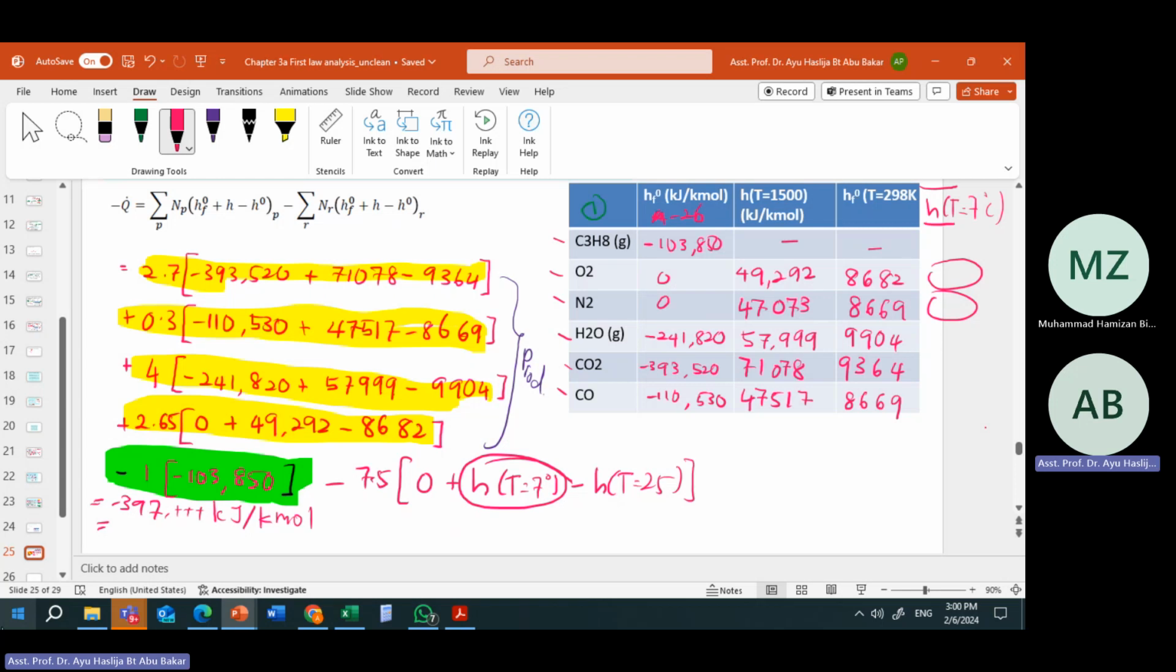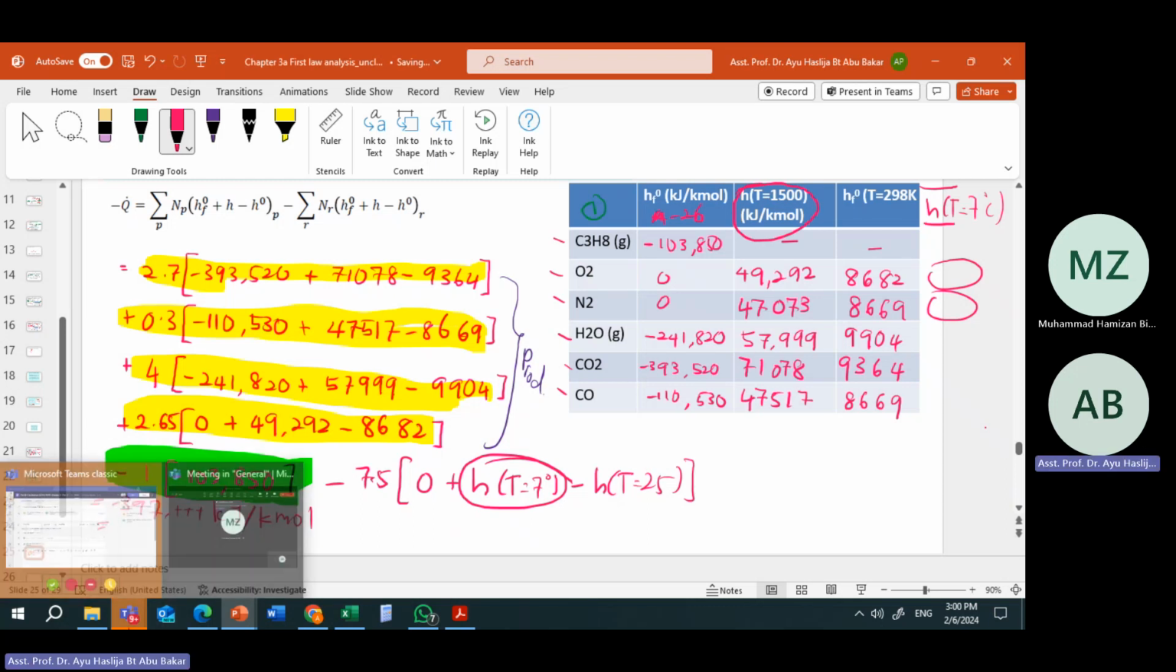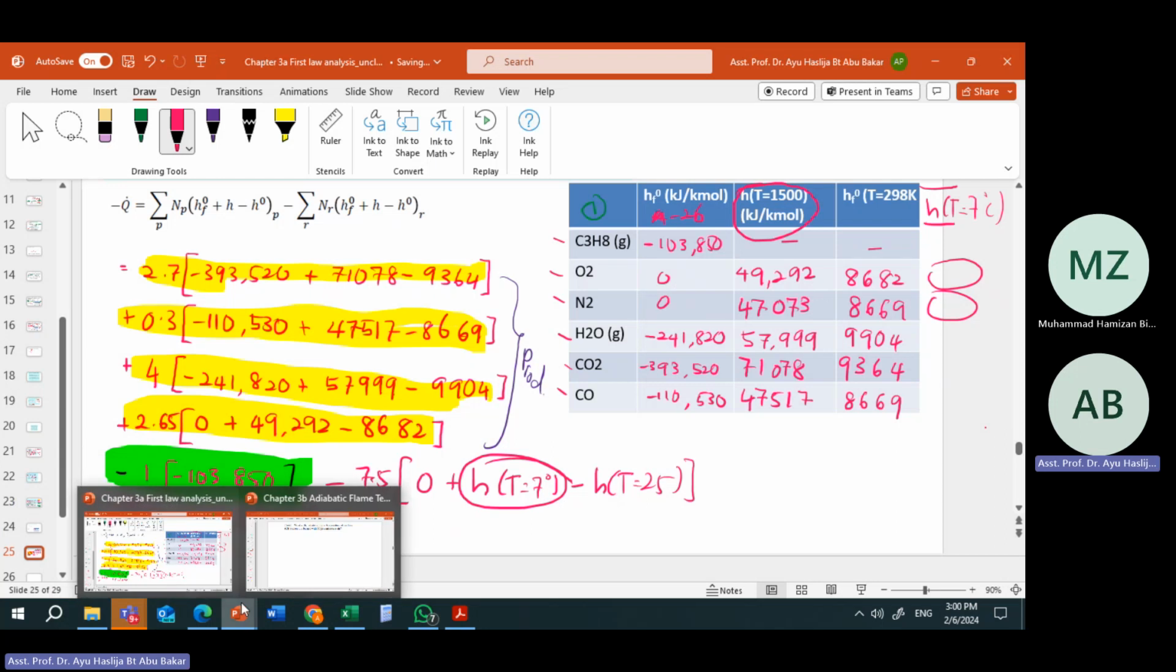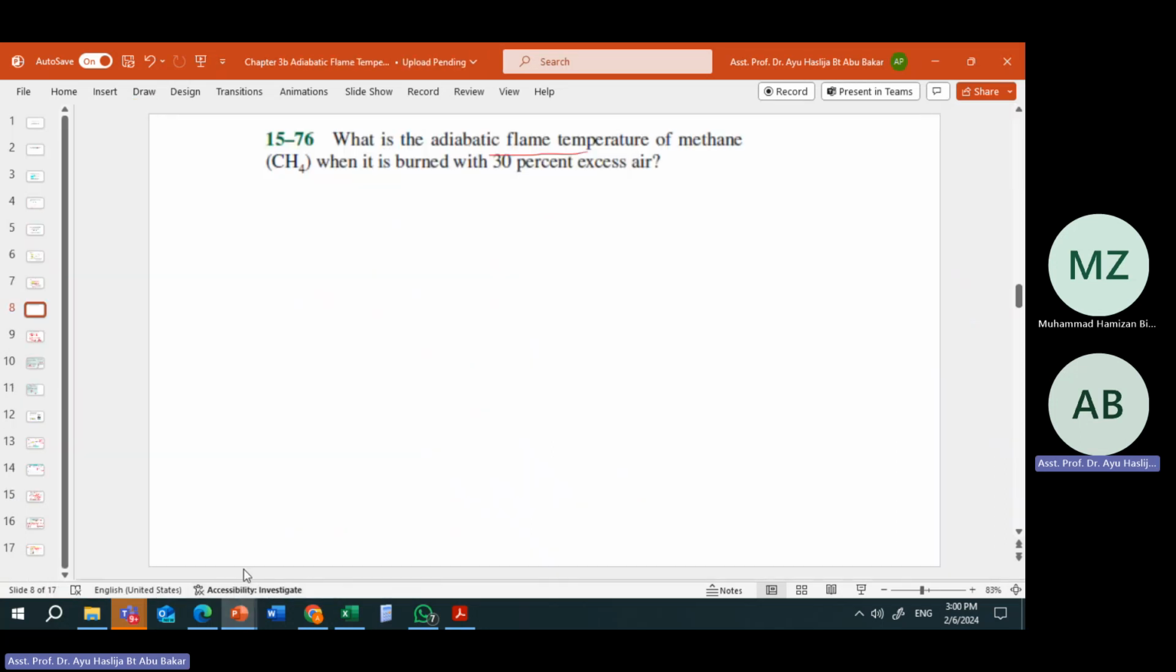Okay, so untuk this chapter, you are given the final temperature. You are given the final temperature of the combustion. For the next part, chapter 3B, which is the adiabatic.